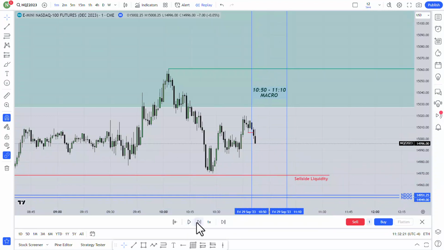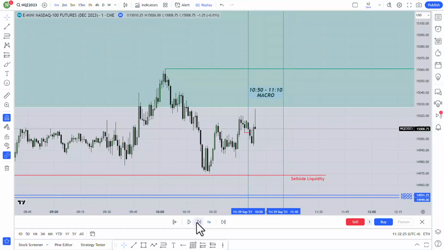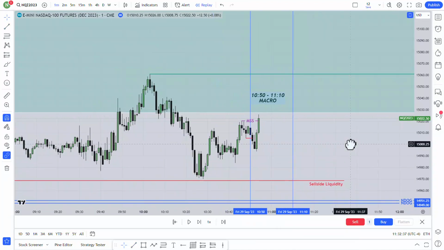Then the market went a little bit lower. Then I got this candle and this candle. When I saw this candle, I got my market structure shift over there. You see, this is my very nice market structure shift. Now, what I need is a fair value gap. Let's see if the market gave me the fair value gap or not.